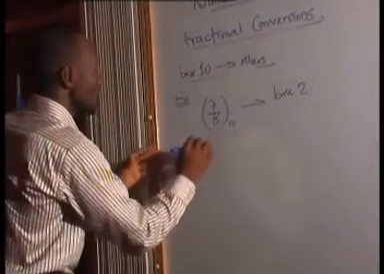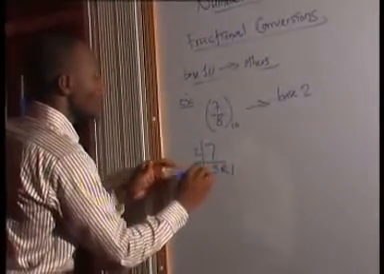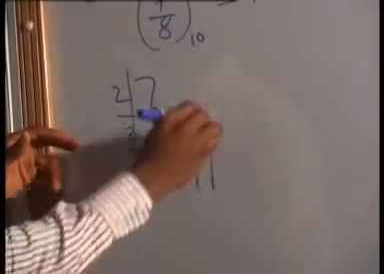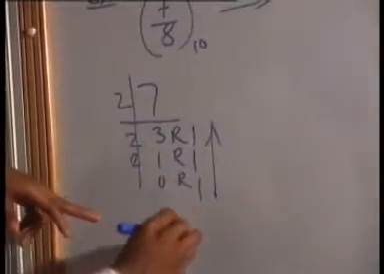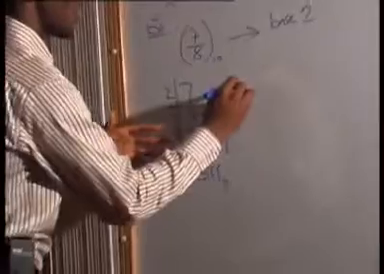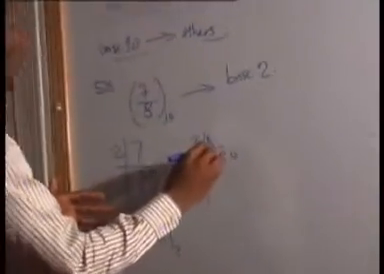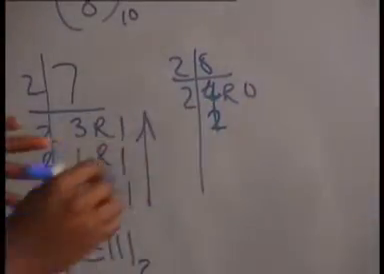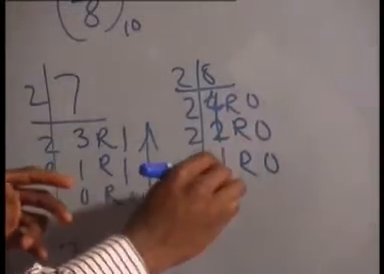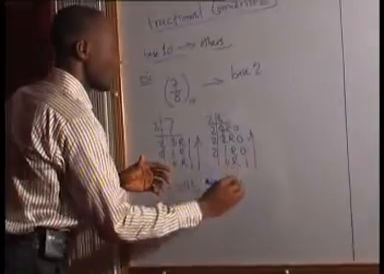When you change 7 to base 2, you have 2 into 7, you have 3 remainder 1. 2 into 3, you have 1 remainder 1. 2 into 1, you have 0 remainder 1. So 7 is 1, 1, 1 base 2. Then for 8, 2 into 8 is 4 remainder 0, 2 into 4 is 2 remainder 0, 2 into 2 is 1 remainder 0, 2 into 1 is 0 remainder 1. So 8 is 1, 0, 0, 0 in base 2.